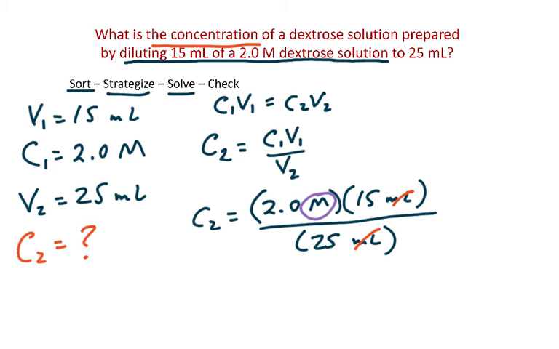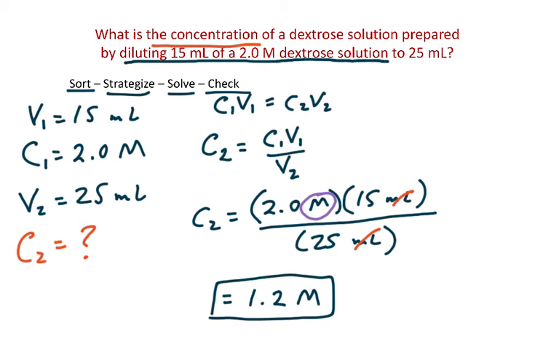So let's go ahead and plug this into a calculator or do the math however you want to. And we end up with 1.2 molar. Now it says the final thing is to check, right? Always stop and check at the end. Does this make sense? So one thing to check is units. And we already did that. It's supposed to be concentration. Units work out to be molar, so I think we're good there.